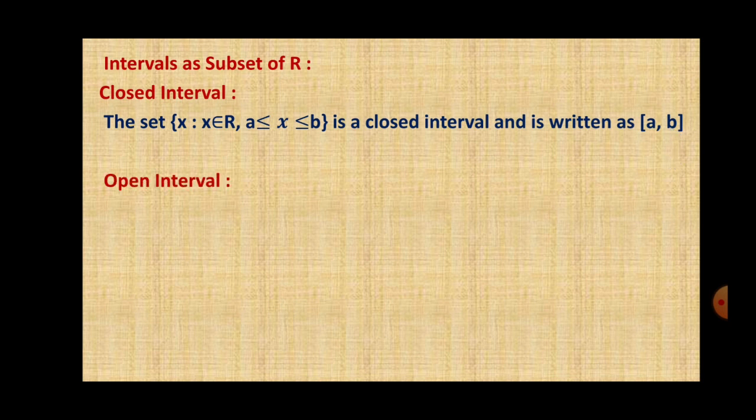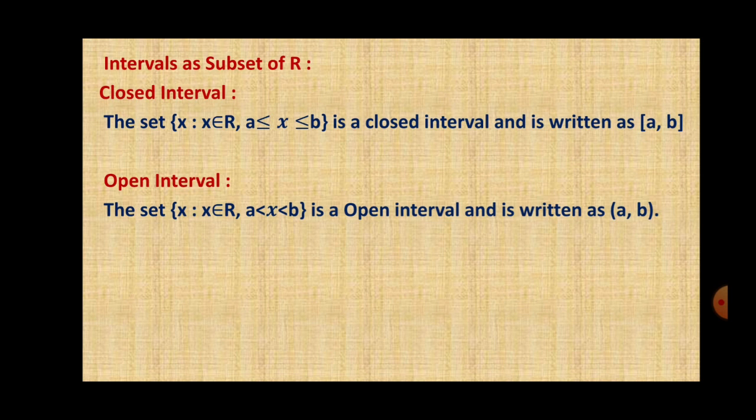Next one is open interval. The set of X such that X belongs to R, where X is greater than A and less than B, is an open interval and is written as open interval A comma B. So the difference between this closed interval and open interval is, set of all real numbers from A to B, but here A and B are not included. Here set of all real numbers from A to B, here A and B are included.